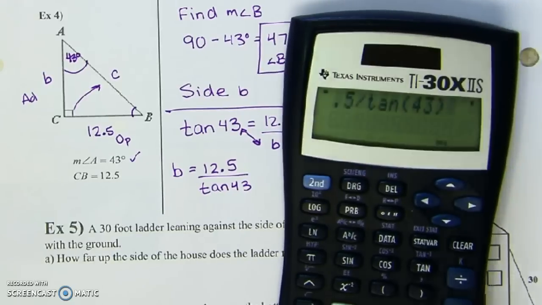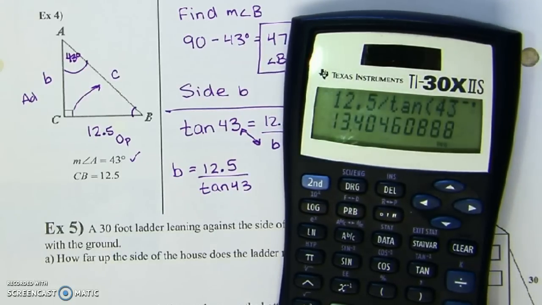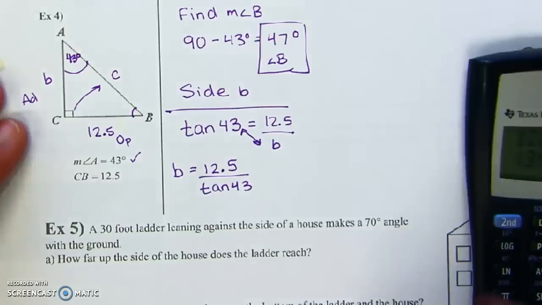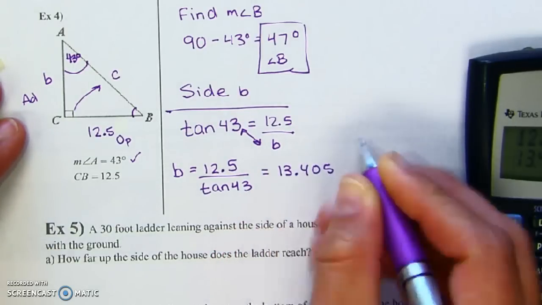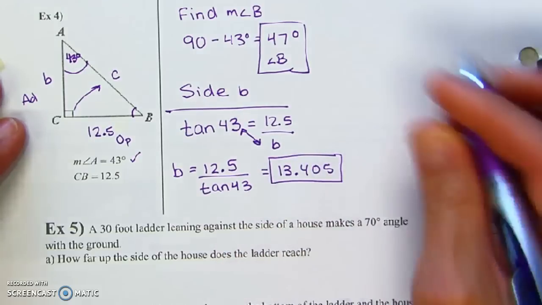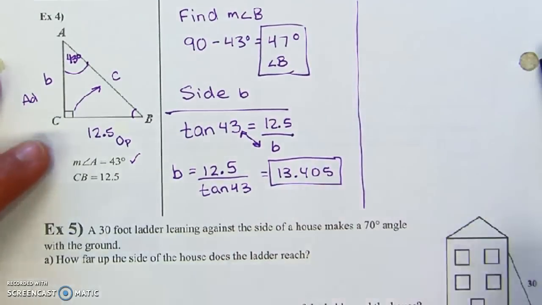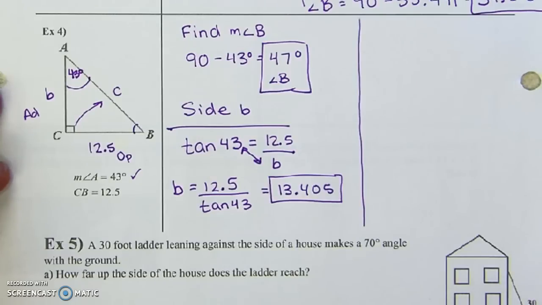And thank goodness for calculators. Here we go. 13.4 equals 13.405, 3 places after the decimal place, because that's how AP goes. AP Calc and AP Physics. What else do we have to find?